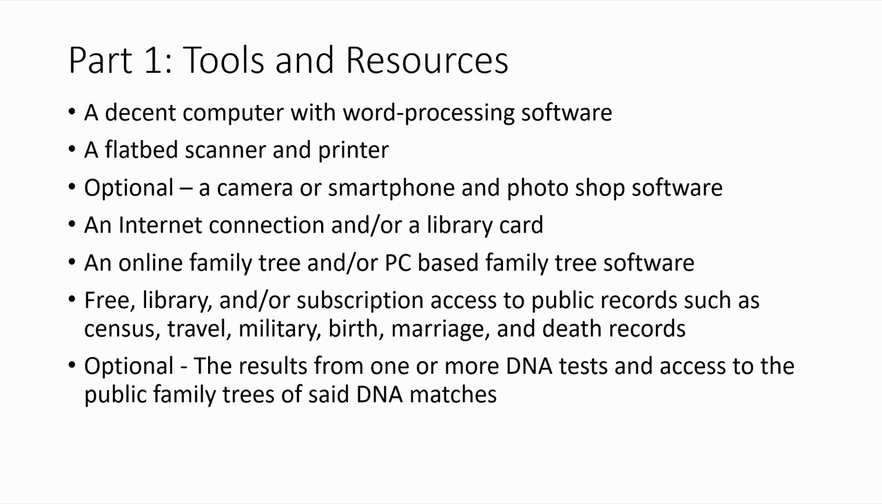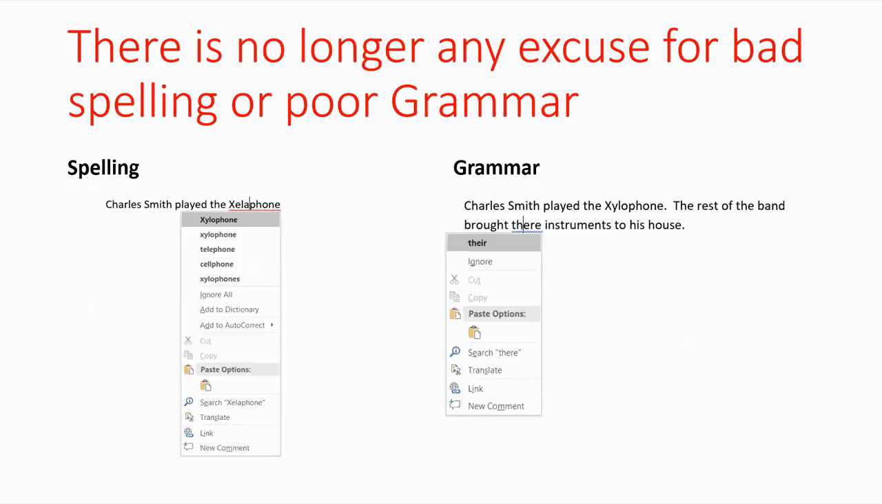You're going to want an online family tree that is either online or PC based. And you're going to want free library and or subscription access to public records such as the census, travel, military, birth, marriage, and death records. And optionally, you're going to want the results of 1 or more DNA tests to access the public family trees of your DNA matches. Now, because of word processing software, there is no longer any excuse for bad spelling or poor grammar.